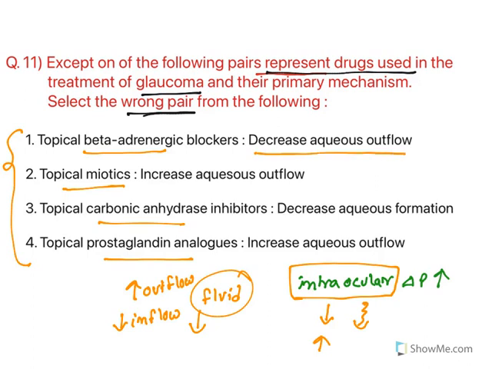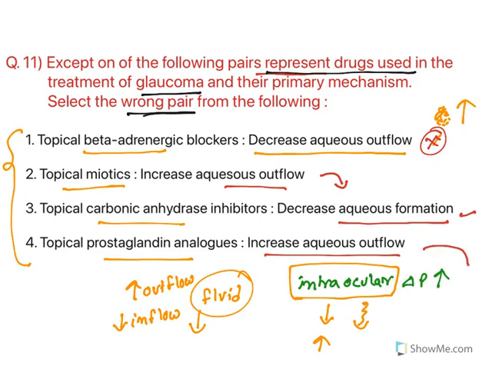Decrease aqueous outflow. What are you doing? If you are decreasing outflow, you are increasing the amount of fluid and you are increasing intraocular pressure. No, this one cannot be right. You are worsening the condition, and adrenergic blockers do not do it. Now, increase aqueous outflow, you are sending fluid out so that you will relieve the condition. Decrease aqueous formation, you are reducing the fluid formation so you can treat the condition. Increase aqueous outflow, again you are sending out that aqueous fluid.